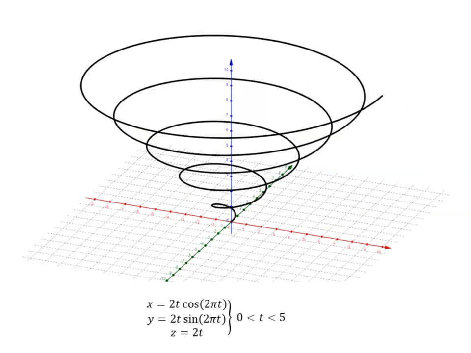Another useful technique is to parameterize the coordinates. Here I've defined x, y, and z as functions of t. Then as we vary t from 0 to 5, the point sweeps out a curve known as a spiral.